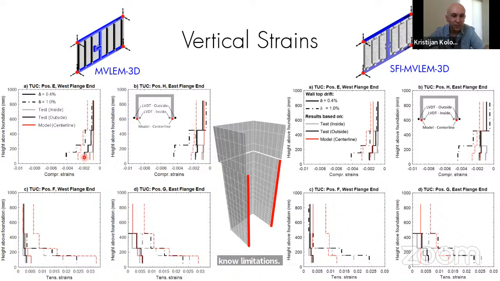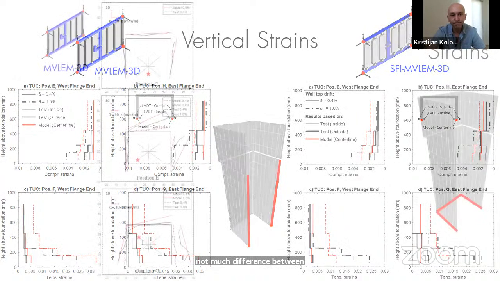In terms of the compression strains, by the way, the test results were measured at both sides of the wall, inner side and outer side. As you can see, these gray and black lines, and the model is only at the center line. So we're trying to have this red line be in between the gray and the black line. That means that the results are good. So compression strains are pretty good. Tension strains may be slightly overestimated. And the same stands for both models. I would say there's not much difference between the two models here.